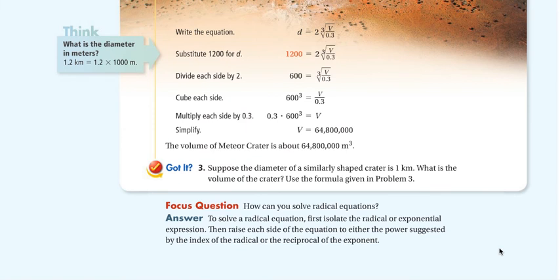All right, to sum up everything that we've done today, look at the focus question. You should have written this down earlier, but the question is, how can you solve radical equations? And let's think back. To solve a radical equation, first isolate, that means put it by itself, the radical or the exponential expression. Then you're going to raise each side of the equation to either the power suggested by the index of the radical or the reciprocal of the exponent.